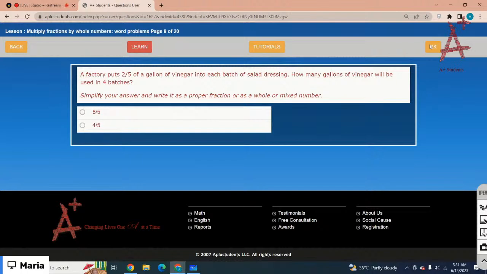A factory puts 2 by 5 of a gallon of vinegar in each batch of salad dressing. How many gallons of vinegar will be used in 4 batches? So which is the correct option? 2 by 5 times 4. So which is the correct option?